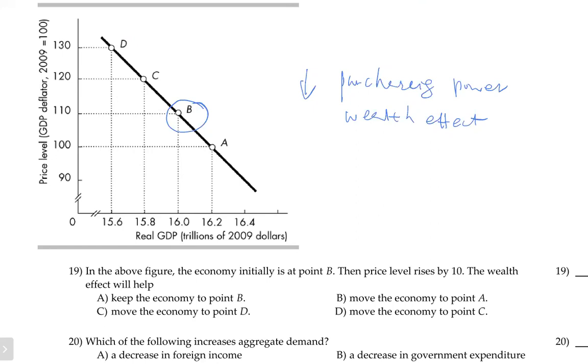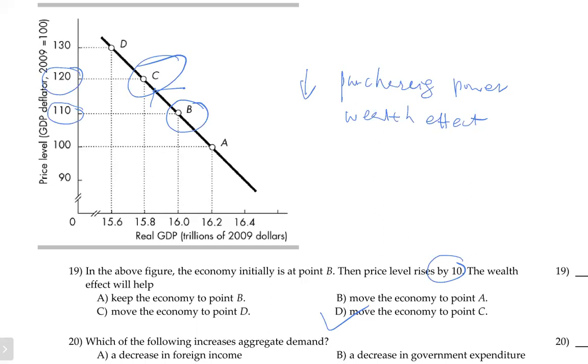Okay, so we are going to see a move along the curve instead of a shift of the curve. All right, and so the demand will decline. The demand is going to decline in this direction, right? Because the price rises by 10, it's going to change from 110 to 120. So the new point will be C. So the answer is going to be D.